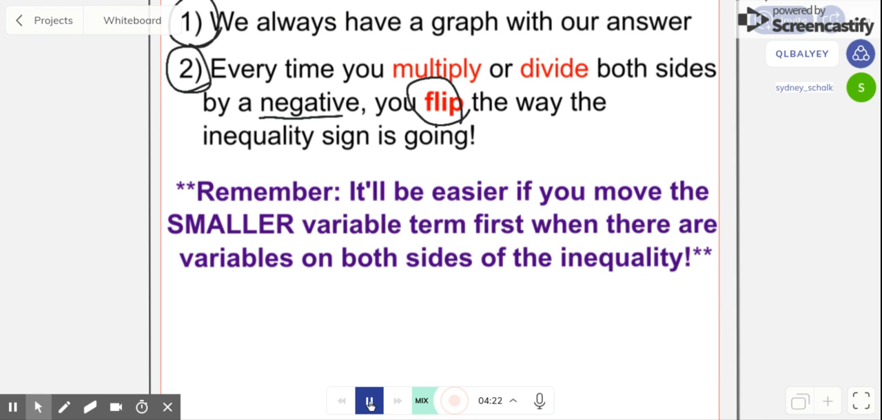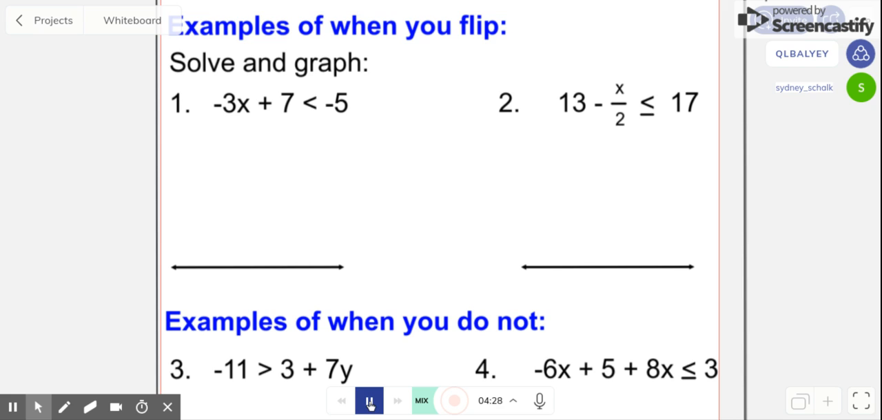Remember, it'll be easier if you move the smaller variable term first when there are variables on both sides of the inequality. So these first 2 examples of when you would flip the sign. If we are solving this inequality, I might want to draw my train tracks. I would first undo that 7 using inverse operations, and on the left, those go away. I'm left with negative 3x. On the right, I have negative 5 minus 7, or negative 5 plus negative 7, which is negative 12.